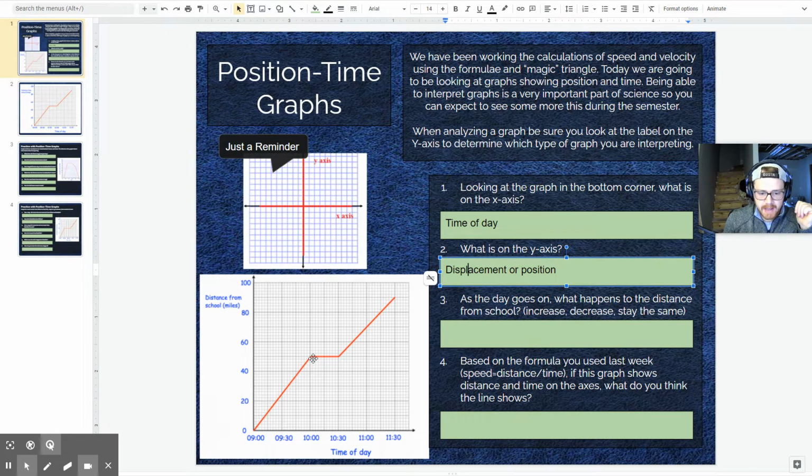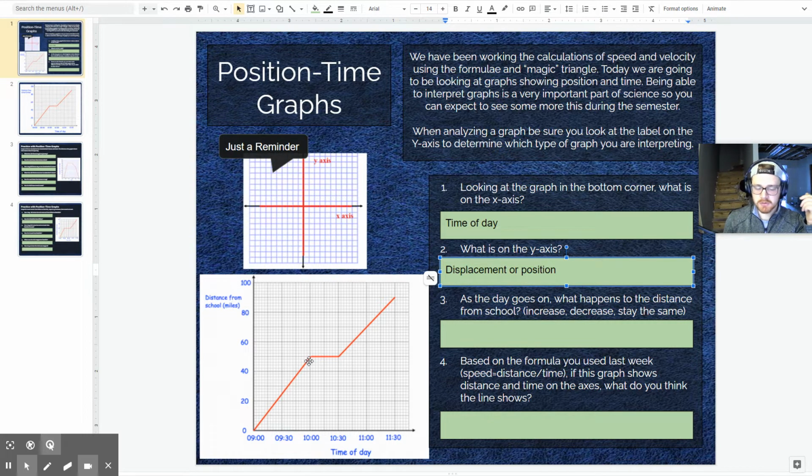Notice that as time goes on, as we move along the horizontal, we have an increase in distance or displacement from our original position. So it looks like from 9 o'clock to about 10 o'clock, we have moved 50 miles. They're probably moving in a car, because walking 50 miles in 2 hours would be a pretty good jogging pace, but anyway, maybe it is jogging, who knows. But anyway, it looks like in 2 hours we've moved 50 miles.